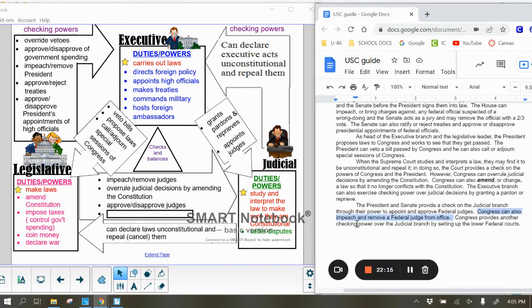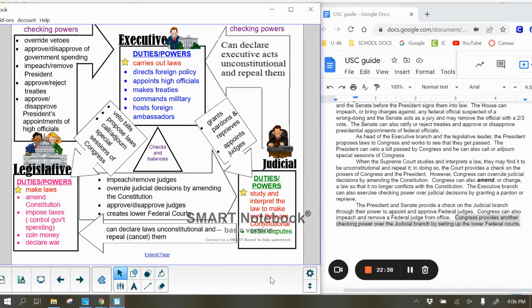So Congress can also impeach and remove a federal judge from office. We already know that. We have that here, impeach and remove federal judges. So we're going to go on to the next one, that Congress provides another checking power over the judicial branch by setting up the lower federal courts. So we only have one spot left to go, which is the legislative branch to the judicial branch, and they create the lower federal courts.